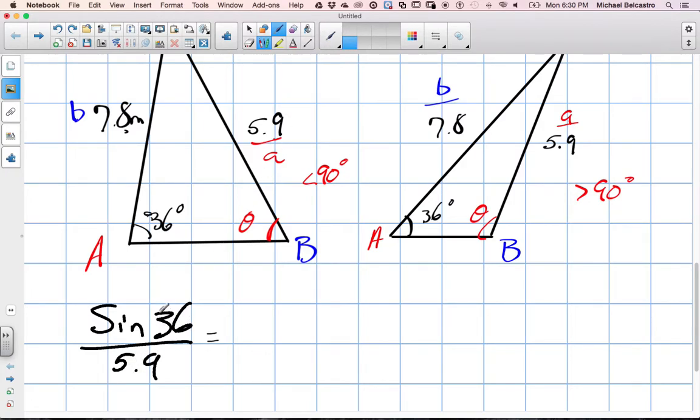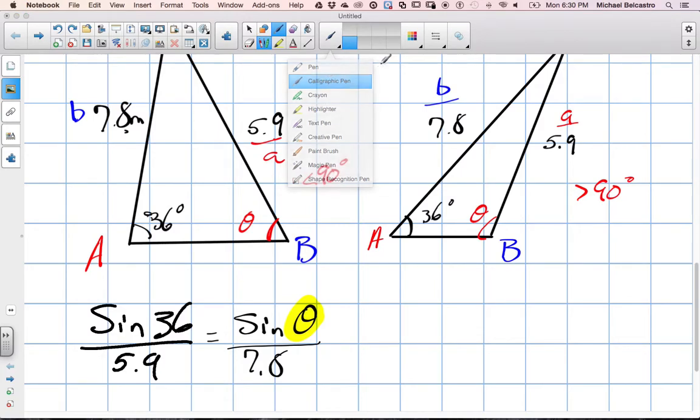So we plug that in for the angle A and side A, is equal to sine of theta, theta is our unknown, that's our angle B, divided by our side B, which is 7.8. We don't need the rest of it equal to sine C, that's not important. We only need two sets of ratios, okay? So we have to isolate for theta. So we're going to move 7.8 over.